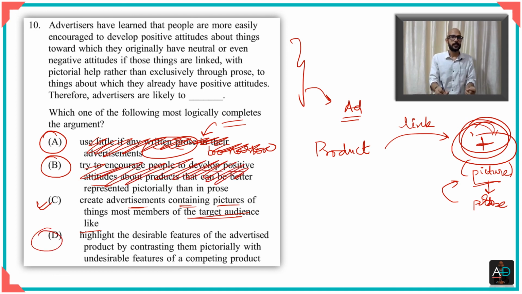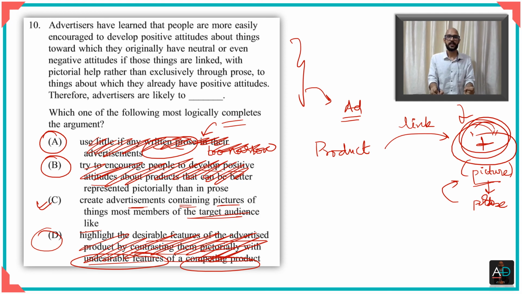Look at option D. It says highlight the desirable features by contrasting them pictorially with undesirable features of a competing product. Now, the undesirable features of a competing product are not positive things for the person who is the audience. So therefore, this is again extraneous, and therefore I can eliminate option D as well, leaving quite clearly the answer as option C: create advertisements that contain pictures of things the target audience likes. So I hope this session made sense to you. Thank you so much.